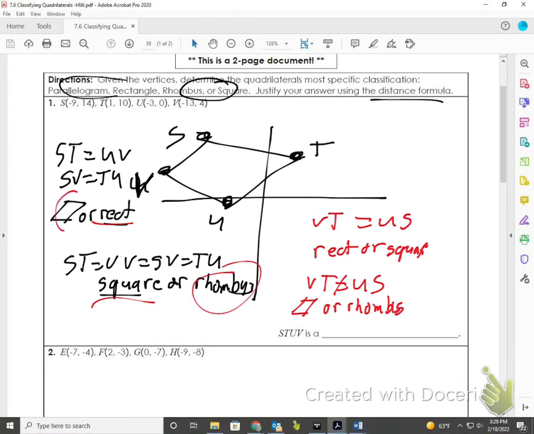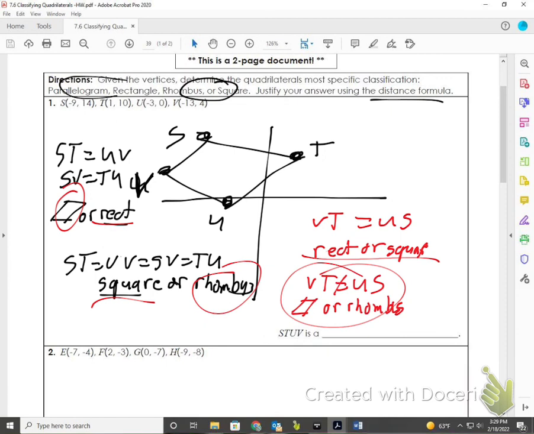So I circled this one, I underlined this one. So we figure out whether or not, so the opposite sides are clearly going to be congruent. So we need to figure out whether all four sides are congruent. If all four sides are congruent, then it's a rhombus or a square. If all four sides are congruent and the diagonals are congruent, it's a square. If all four sides are congruent but the diagonals are not congruent, then it is a rectangle. Or sorry, a rhombus. I just misspoke.